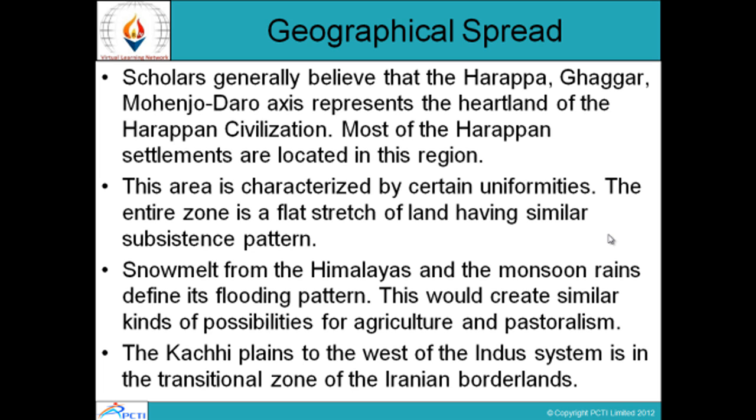Snow melt from the Himalayas and the monsoon rains define its flooding pattern. This would create similar kinds of possibilities for agriculture and pastoralism, farming and other pastoral activities. The Kutchi Plains to the west of the Indus system is in the transitional zone of the Iranian borderlands.